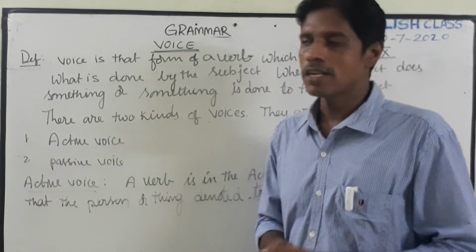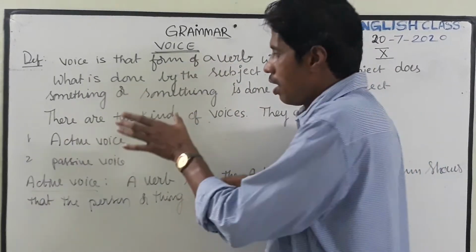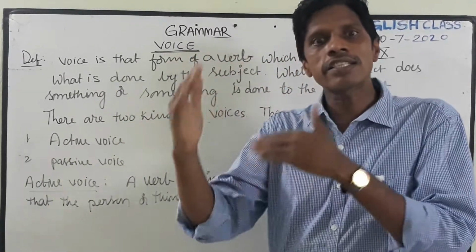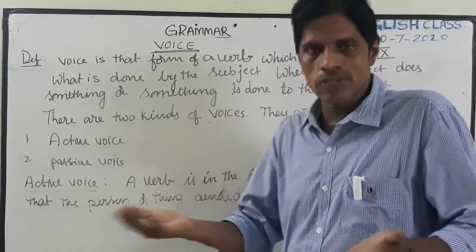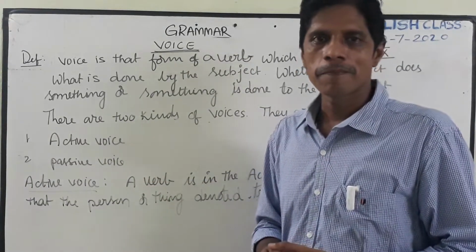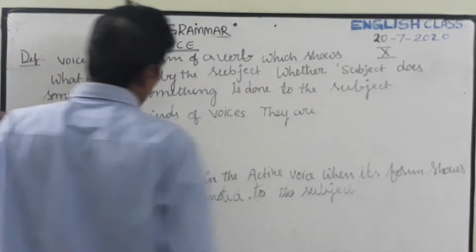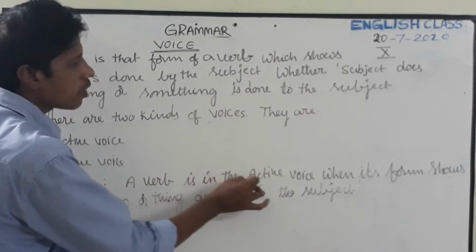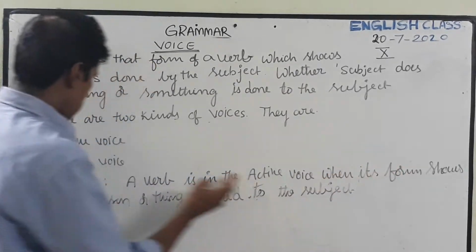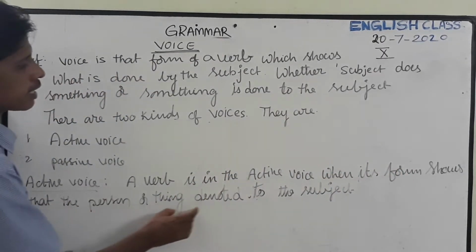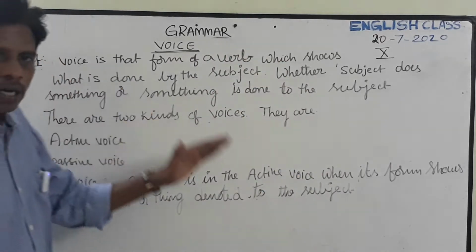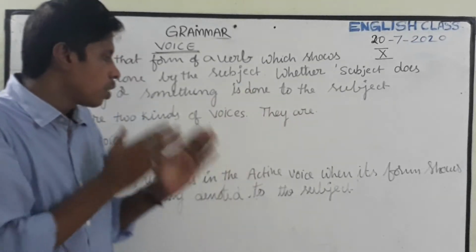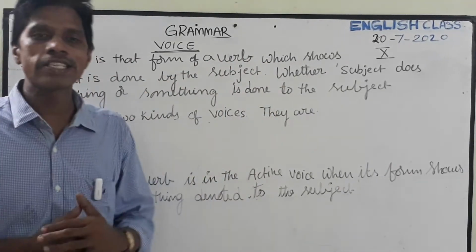In Telugu, ఆ పని ఎవరు చేశారు అనేది యాక్టివ్ వాయిస్ లో చెప్తే ఎవరి చేత చేయబడినది చెప్పేది పాసివ్ వాయిస్. దట్స్ ఆల్. సో హియర్ what is an active voice? Active voice is a verb form. In the active voice, it shows that the person or thing denotes the subject. The person or thing, person avachchu lekapothe thing avachchu, that denotes the subject, that is called active voice.